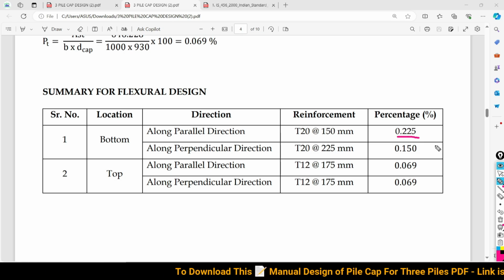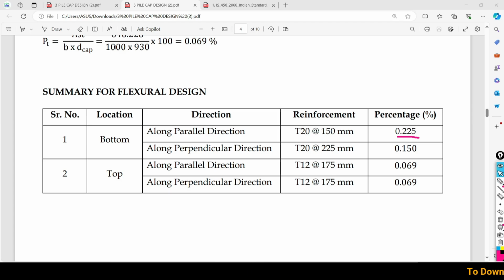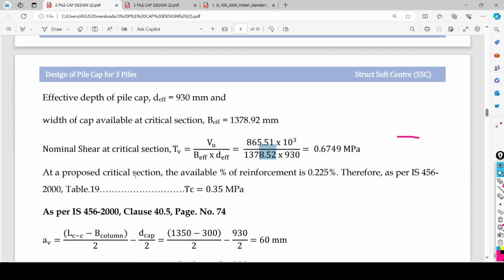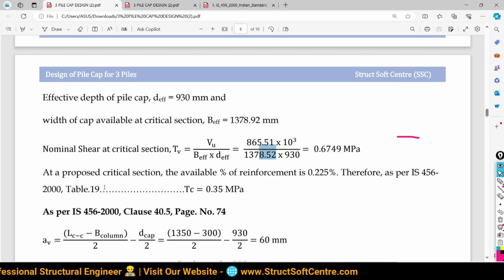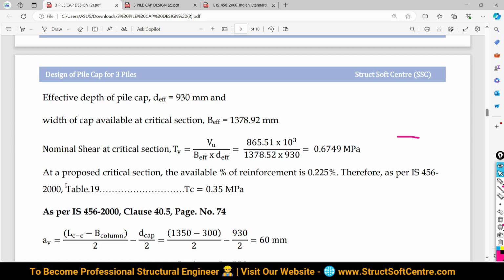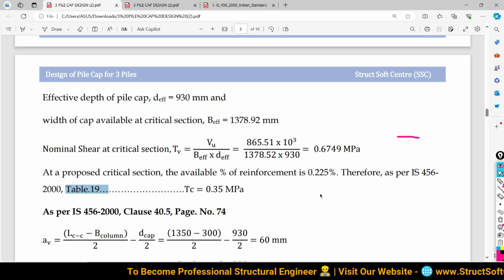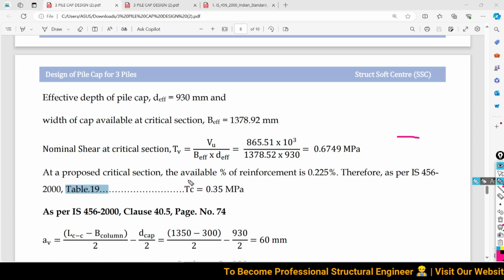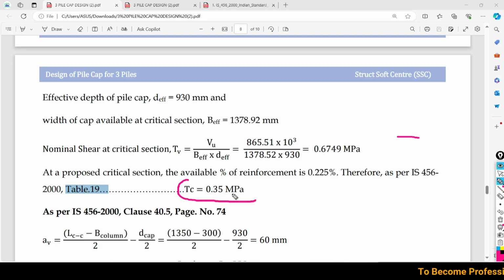To find out the capacity of the section, we also need to consider the percentage of reinforcement present. That we have done here in the calculation. So at the proposed critical section, the available percentage of reinforcement is 0.225%. Therefore, as per IS 456-2000, Table number 19, we are getting the value of the shear capacity at the critical section as 0.35 Newton per mm square.